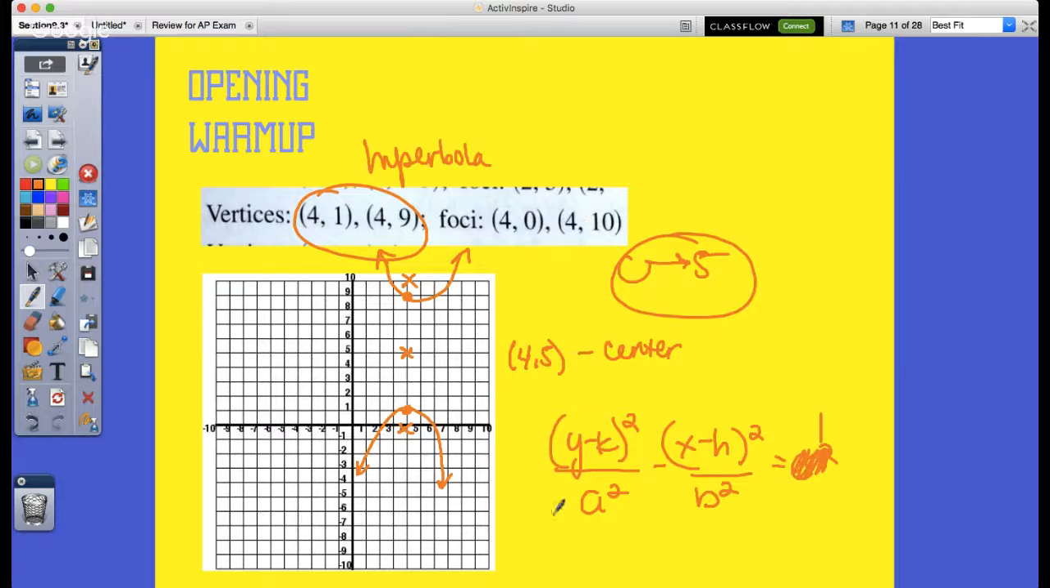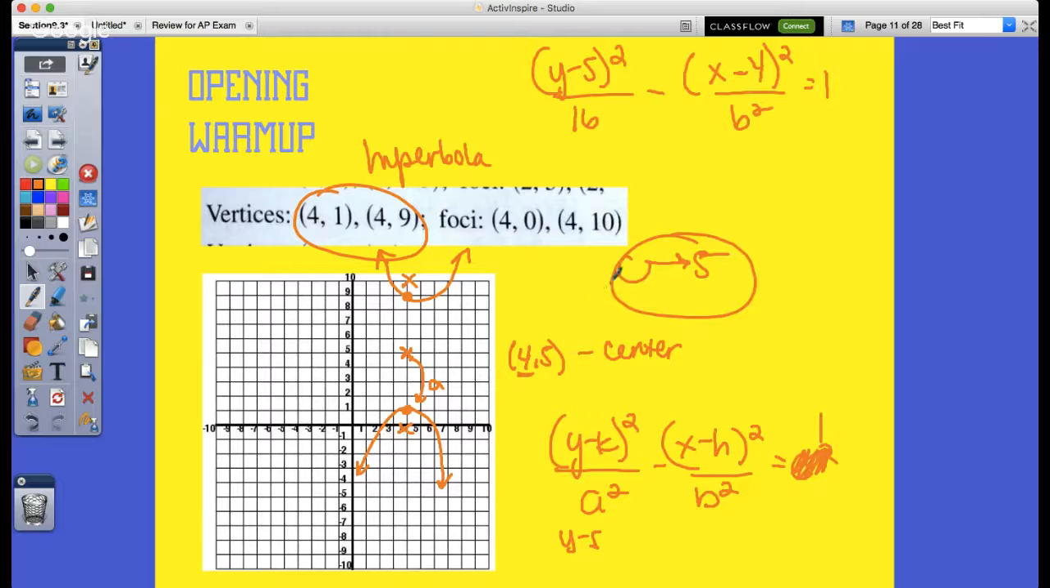So we would have y minus 5 squared over the distance from here to the vertex. Remember, that's a, right? That'd be 4. So 4 squared is 16 minus x minus 4 squared over b squared equals 1.